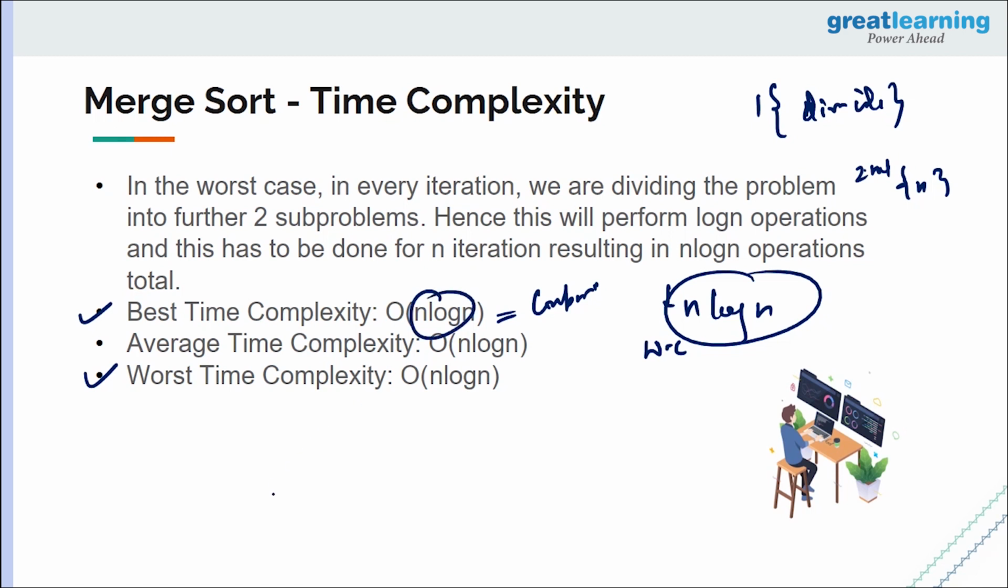For all the time complexities, that is best case, worst case, and average case, the time complexity of merge sort will be n into log n. Log n, because we are dividing it again and again and again. So this is where log to the base 2 comes into the picture, and we are doing it for all the n elements. That is in the second phase where we are merging it. So that is your n. So the total time complexity is n into log n.